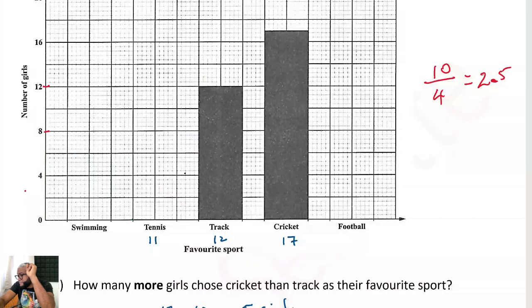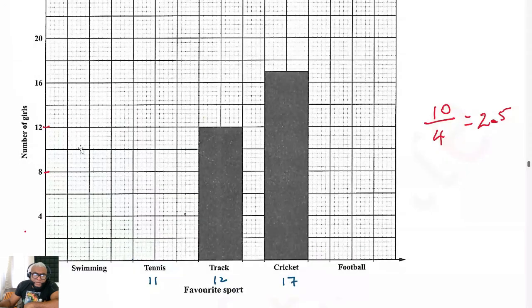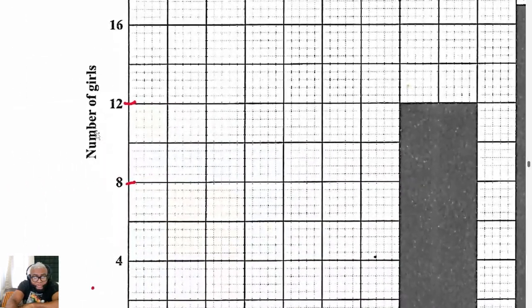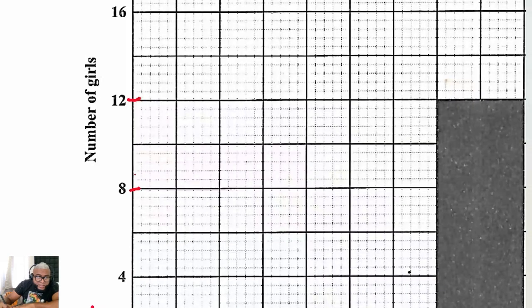Sir, they did say it in one of the questions. It was 2.3, I think. Nah, it'll be 2.5. 4 into 10, because from 8 to 12 is 4 girls. Once I divide that by the 10 small boxes here, every box is 2.5. I'm zooming in. So this will be 2.5 here. This is 9, the other half here, and then this is 10. Then in between here would be 11, and then 12.